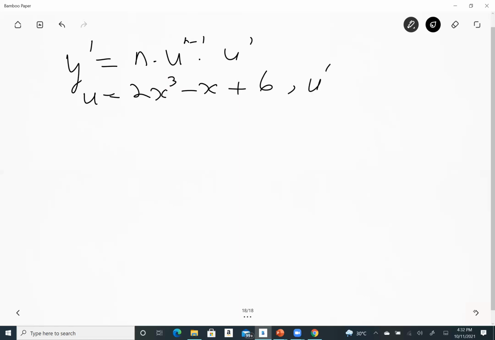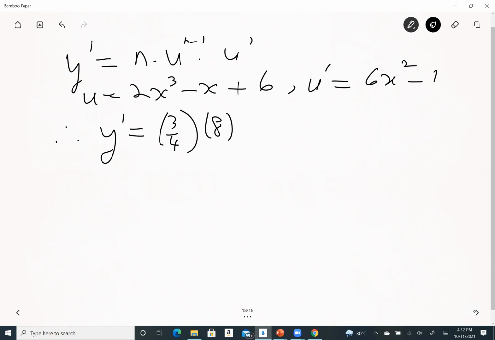So you let u be the terms in the bracket. So u prime is what? 6x squared minus 1. So that is u prime. So you put in the formula. Therefore, y prime: you have the constant there, and don't worry about the constant, it will follow the derivative. So I have 3 over 4 multiplied by the power, which is 8. And then you have u to the power of 7, multiplied by u prime, 6x squared minus 1.